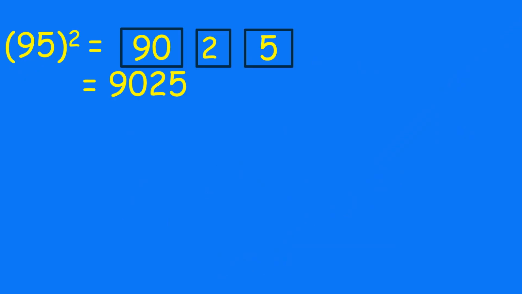So 95 squared is equal to 9025. So we'll do a bonus.